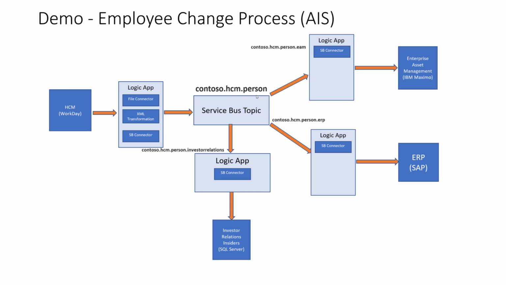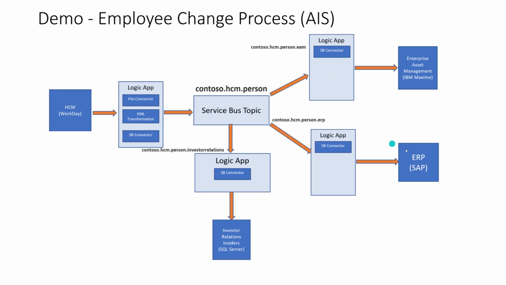And then what I've done is created subscriptions for each of our different services. So we've got Enterprise Asset Management, EAM. So I create a subscription called contoso.hcm.person.eam. And then I have a logic app that's using the service bus connector and a service bus trigger to consume that message. Now, for the purpose of this demo, we're not going to worry about the downstream processing. We'll probably address that in a future video, but we wanted to focus more so on PubSub for this video.